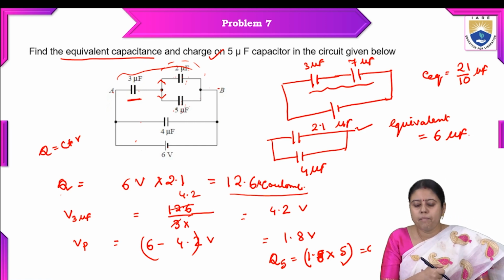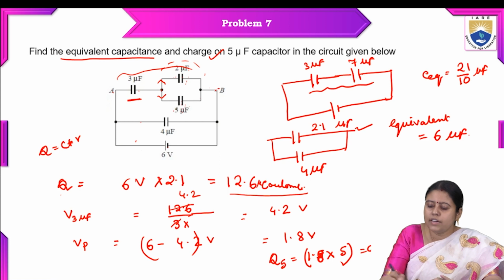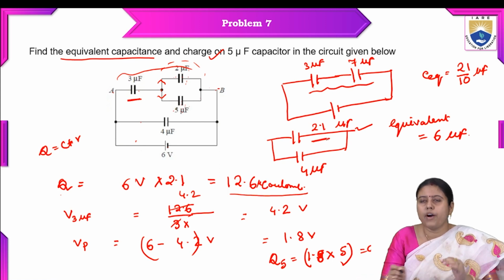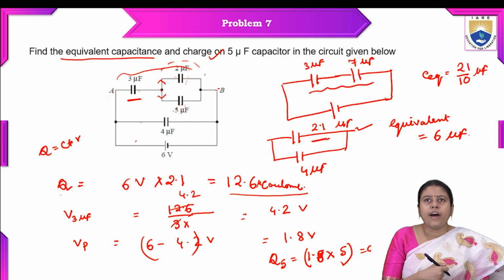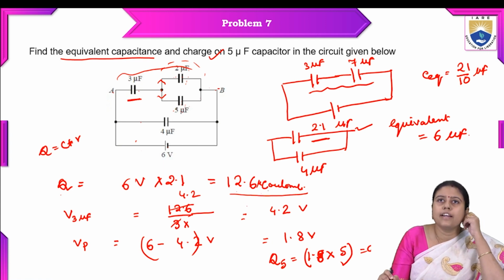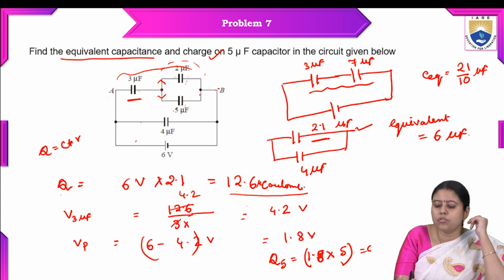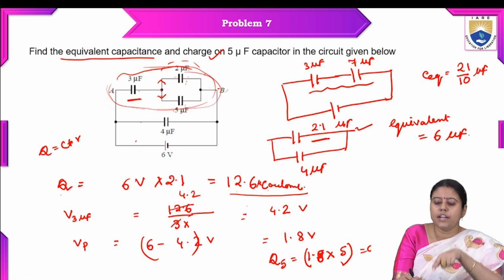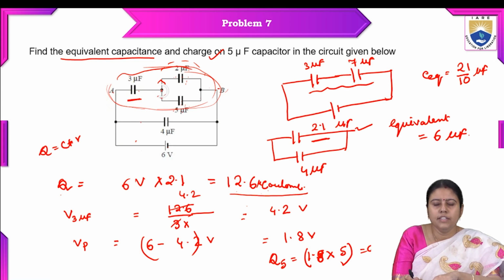So what is the equivalent capacitance? 2.1 microfarad. First we can calculate the total charge. The total charge is 12.6 microcoulomb. Now the voltage is the charge divided by the total capacitance.